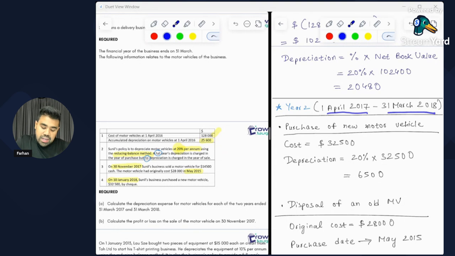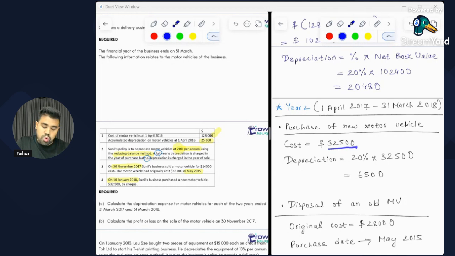All right. And in year 2, based on the fourth piece of information given at the end of the table, we know that we purchased a new motor vehicle on 10 January 2018. The purchase price of this new motor vehicle is $32,500. Now, what's the policy for this company to depreciate new motor vehicles or new assets? We depreciate new assets fully in the year of purchase.